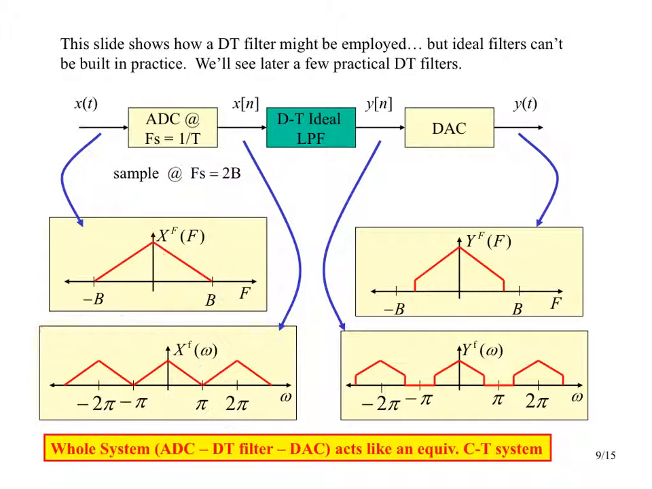Okay, so let me clear some of that off. But in this case, we're doing critical sampling, and so the x of n going into our discrete time ideal low-pass filter looks like this. And then suppose that our ideal low-pass filter looks like what's on the previous page, and suppose that we pick a cutoff frequency somewhere like that. That was that omega sub-zero that I was talking about on the previous page.